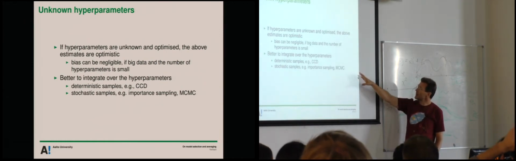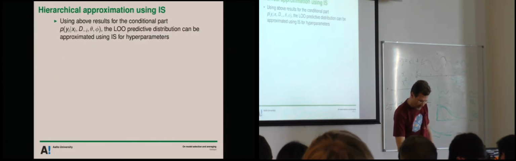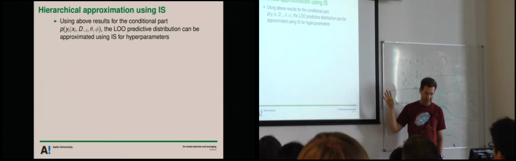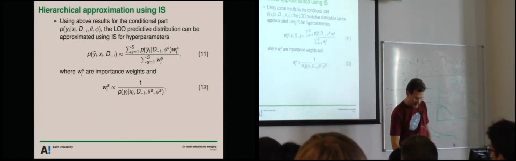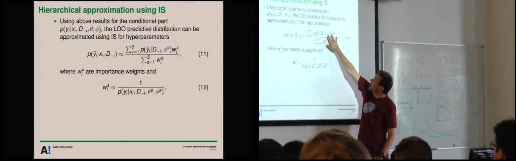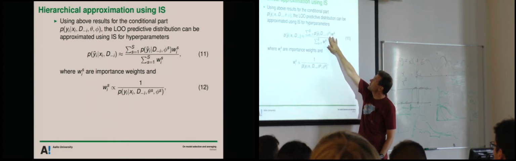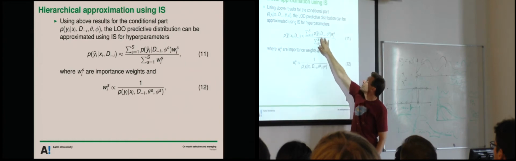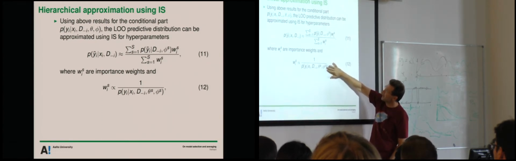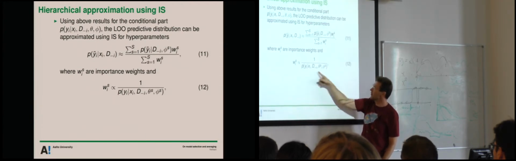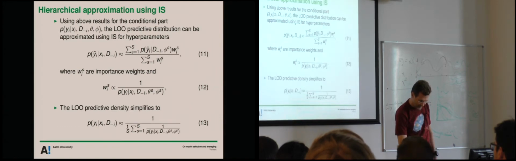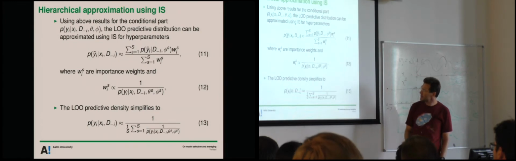I showed you HMC and just one figure about the CCD also yesterday. Now we can do this hierarchically, so that we use the conditional results and then use importance sampling for hyperparameters. So if we have these MCMC samples, these are the conditional leave-one-out terms, and then we take the weighted sum, and these importance weights happen to be, again, proportional to the inverse of this term, which we get out from these fast conditional leave-one-out computations. And the leave-one-out predictive density then simplifies to this.